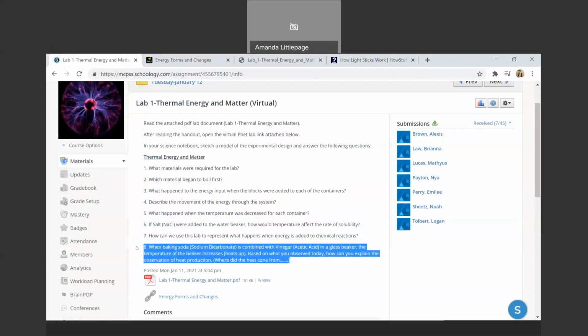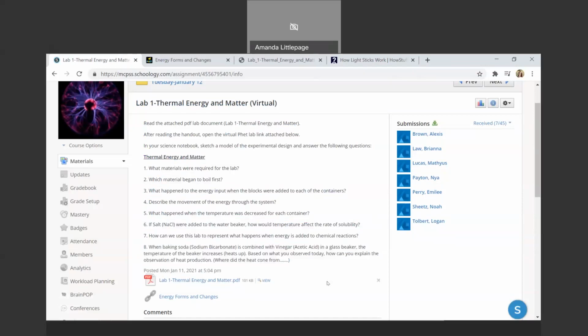And lastly, the big overall question here. When baking soda or sodium bicarbonate is combined with vinegar, acetic acid, in a glass beaker, the temperature of the beaker increases, meaning it heats up. Based on what you observed today in terms of thermal energy transfers, how can you explain heat? Where did it come from? So think about that, and we will build on this thought as we move through the next lesson. So think about what happens when you combine two things in a container, a chemical reaction takes place, and the container itself heats up. So where is that energy coming from?